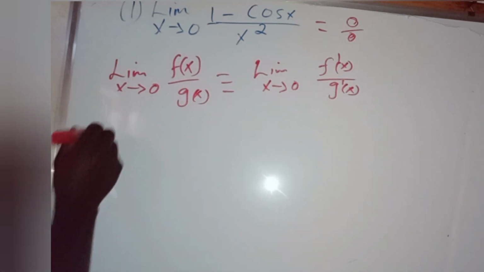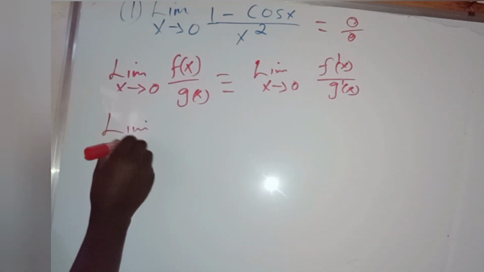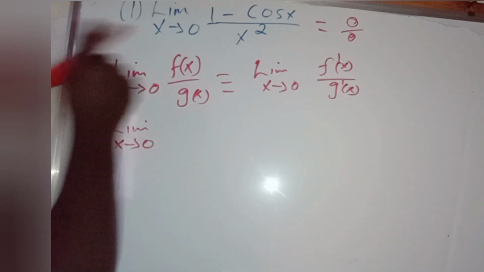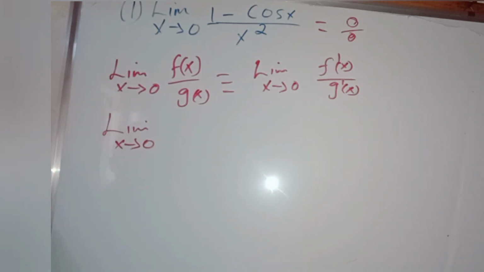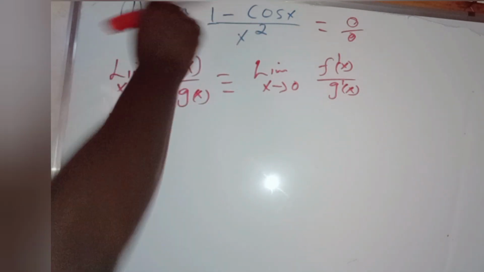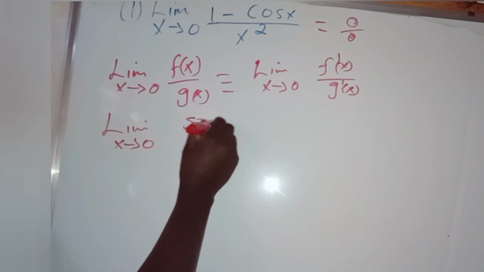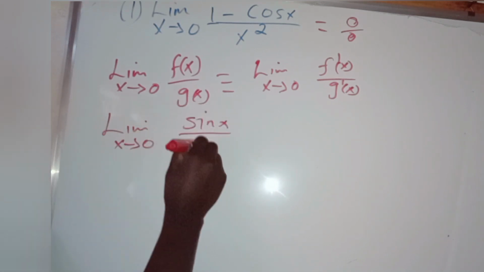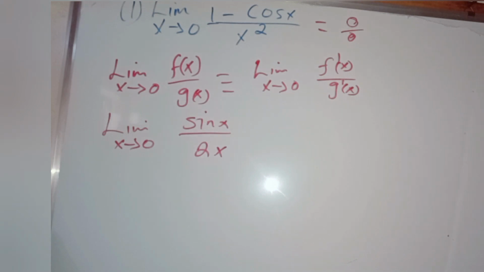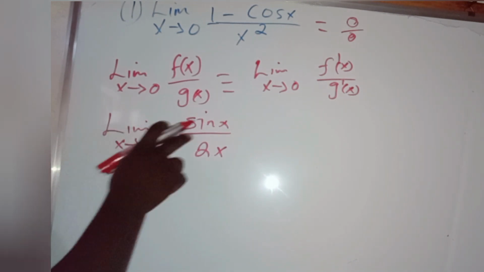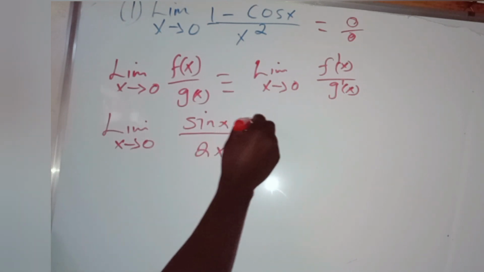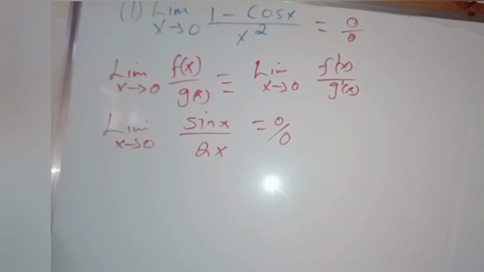So it will be the limit as x approaches 0. The derivative of 1 automatically is 0, and the derivative of cos x is minus sin x. Minus and minus cancel, so sin x divided by 2x. So you try whether it is determinate or non-determinate. You put x equal to 0, and you have 0 divided by 0.